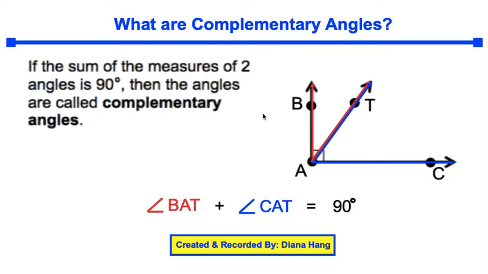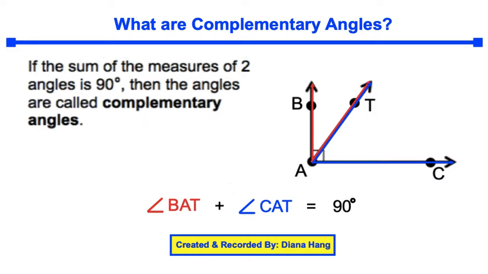Here I have two angles outlined in two different colors. I have angle BAT outlined in red and angle CAT outlined in blue. And I also have the indicator for a 90-degree angle right there. So if I add angle BAT and angle CAT together, the sum will be 90 degrees. So therefore, these two angles are called complementary.